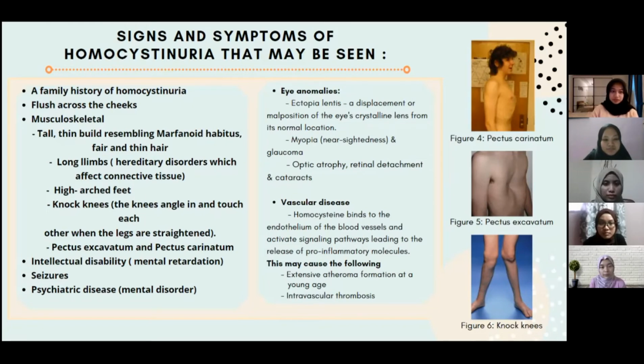My last point is vascular disease, where the homocysteine binds to the endothelium of the blood vessel and activates a signaling pathway leading to the release of pro-inflammatory molecules, resulting in extensive atheroma formation at a young age, which is an abnormal accumulation of material in the inner layer of the wall of the artery. Lastly, intravascular thrombosis, which is the formation of a blood clot inside the blood vessel, obstructing the flow of blood through the circulatory system. That's all.